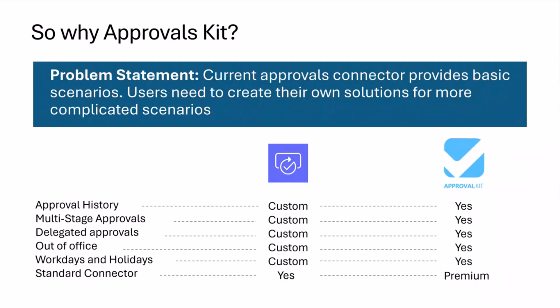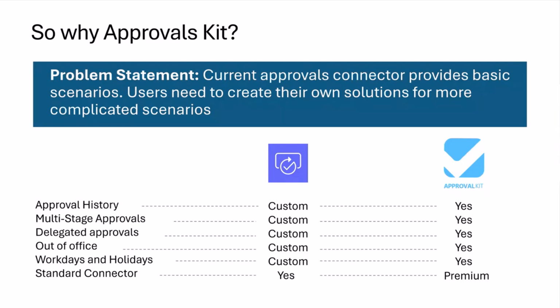So maybe they want to have an approval history of who made those approvals over time. They want to have an audit history around that. They want to create more complicated multi-stage approvals. They want to handle the case where somebody's out of office and they want to delegate to someone else, and there may be different work days or schedules for people working around the world. So you can build those today, but that's on you to build those things.